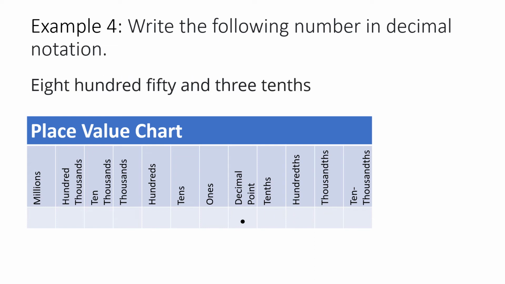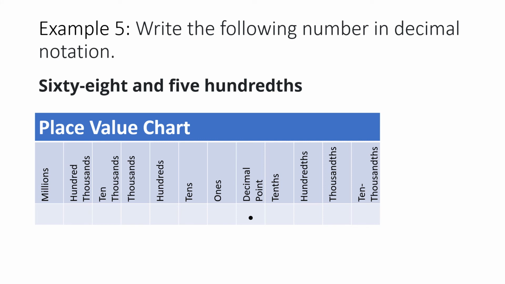0.096. So let's look at example 4, 850 and 3/10ths. So I'm going to put an 8 for my 100 spot, and a 5 in my 10 spot, and a 0 in my 1 spot. And then since I do have an and, I'm going to have my decimal point, and then it's 3/10ths, so I'm just going to put a 3 in my 10 spot. So my answer is going to be 850.3.